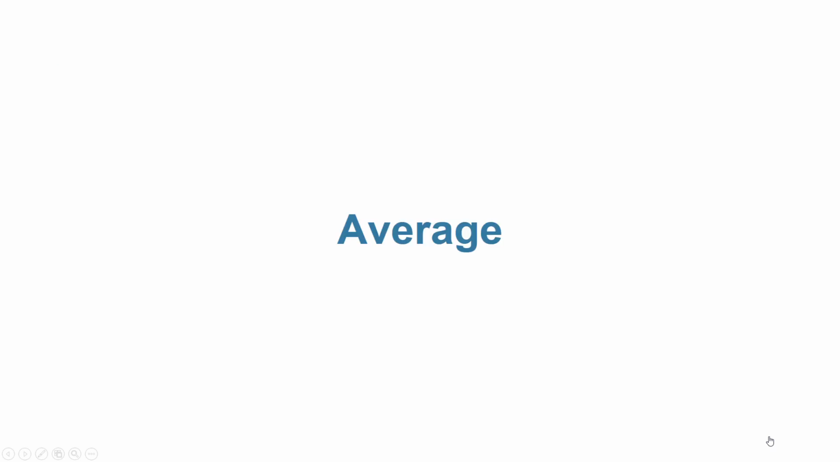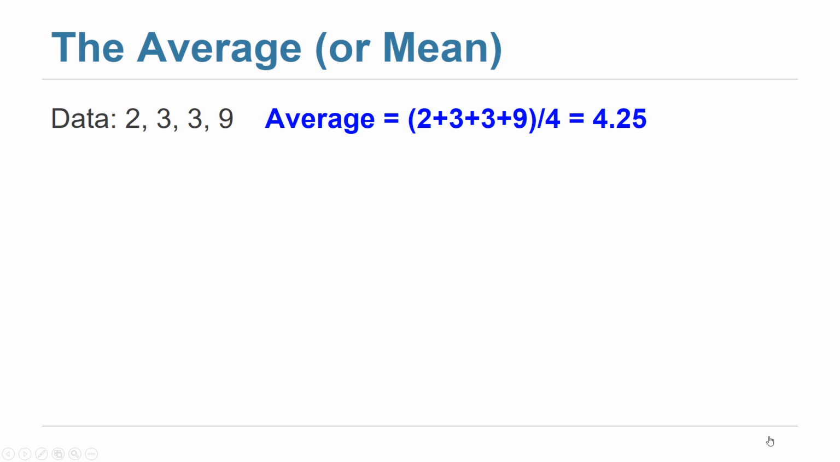Let's start with averages. Of course, you are very familiar with averages since a very long time, and we all know that the average of a list of values in a collection is the sum of these values over the number of these values. So if I have a collection of values like 2, 3, 3, 9, then the average is the sum of them over 4, which is in this case 4.25.